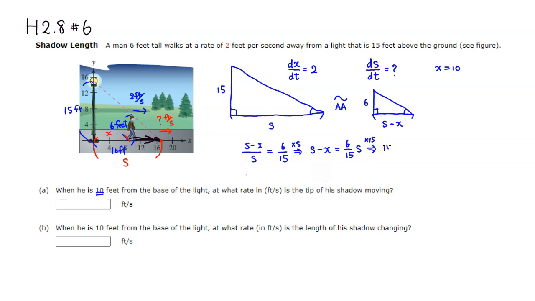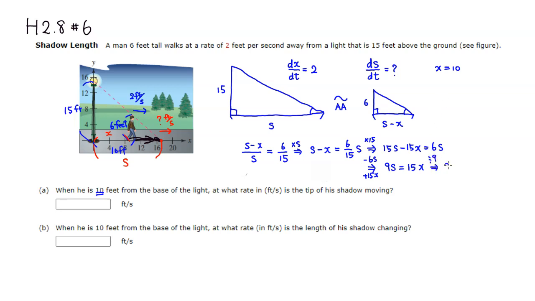So you have 15s minus 15x is equal to 6s. Since I'm working on it, why don't we solve for s? I'm going to subtract the 6s, so we're going to have 9s. And I'm going to move negative 15x over to the other side by adding 15x. So 9s is equal to 15x. Then I'm going to just divide through by 9.